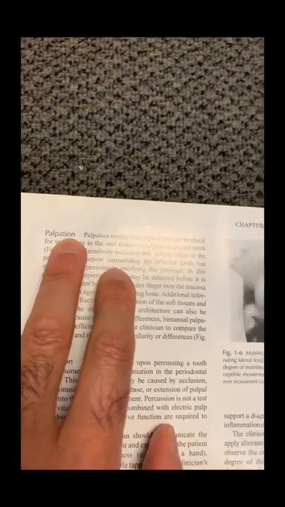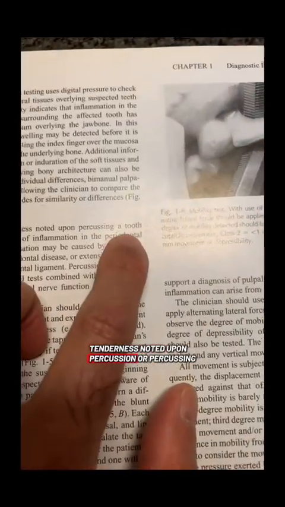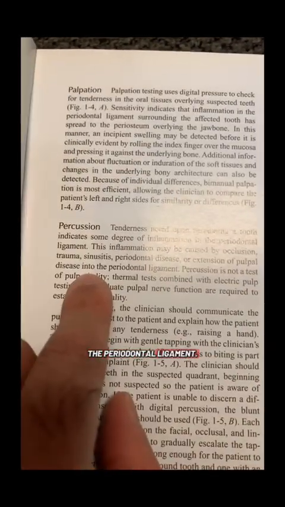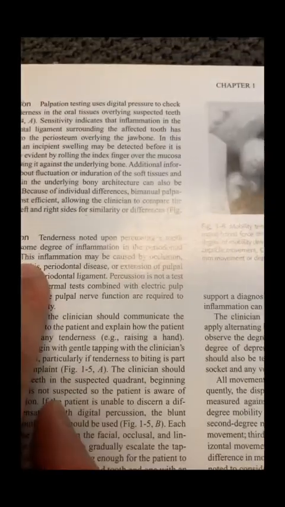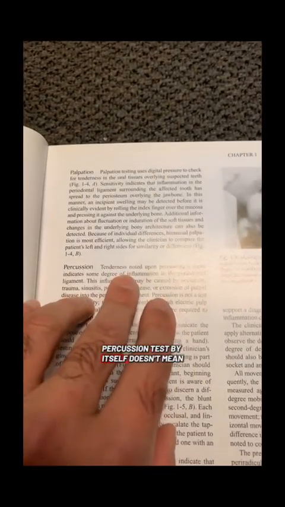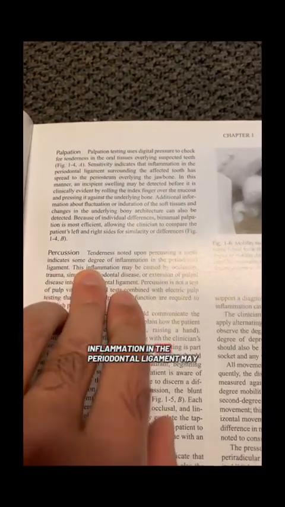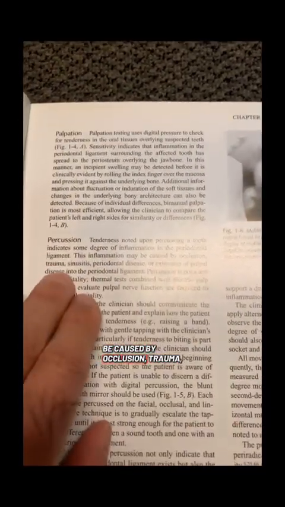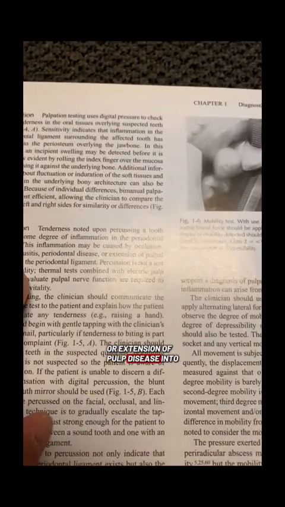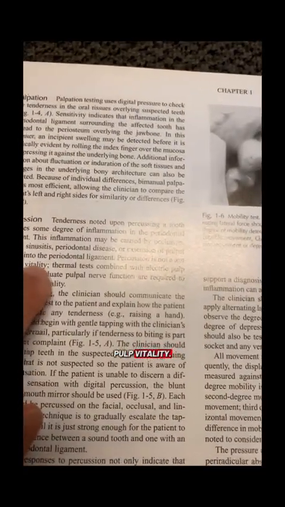Palpation test. Percussion test. Tenderness noted upon percussing a tooth indicates some degree of inflammation in the periodontal ligament. A percussion test by itself doesn't mean a tooth needs a root canal. It's just a test that you do. Inflammation in the periodontal ligament may be caused by occlusion, trauma, sinusitis, periodontal disease, or extension of pulpal disease into the periodontal ligament. Percussion is not a test of pulp vitality.